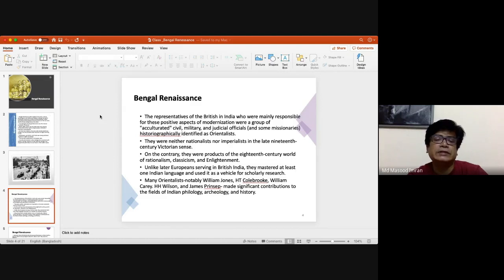Unlike later Europeans serving in British India, they mastered at least one Indian language and used it as a vehicle for scholarly research. So who came here? In most cases, these Orientalist people tried to learn at least one native language. It could be Bangla, Hindi, Urdu, or Persian. And it was helpful for them to scholarly understand Indian culture, politics, and other things.